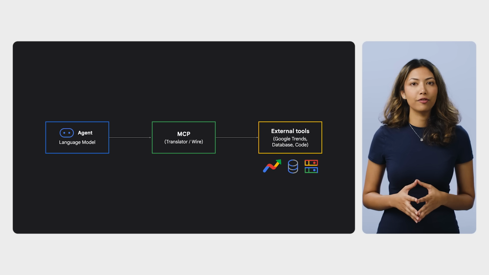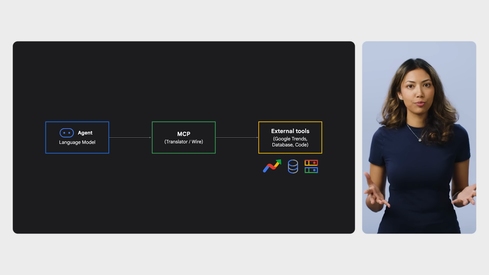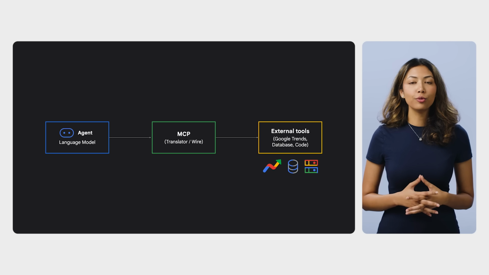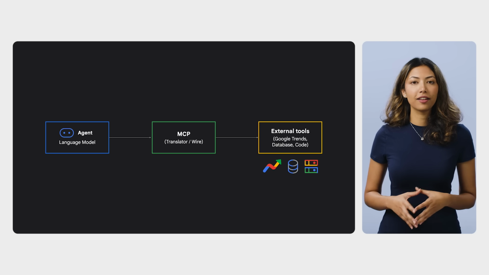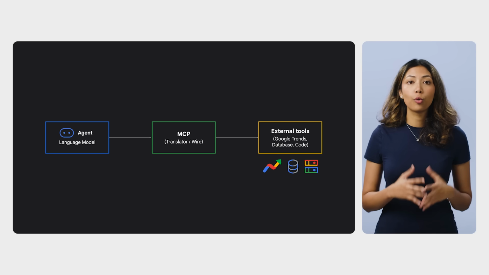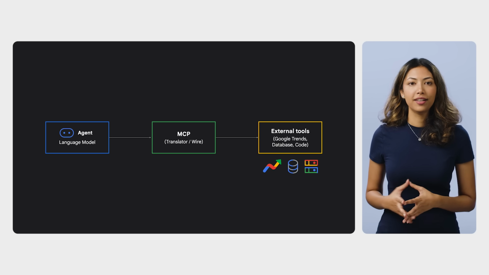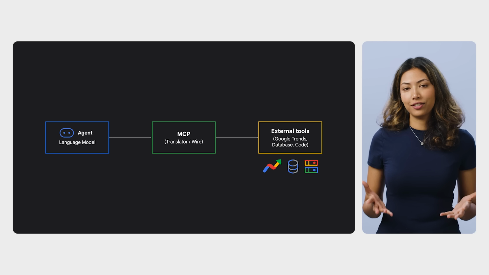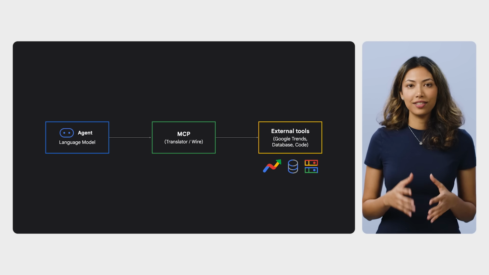On one side, you have your agent, which is powered by a language model. And on the other side, you might have tools that do very specific things like looking up Google Trends or querying a database or running code. The agent itself can't do these things directly, so MCP sits in the middle.